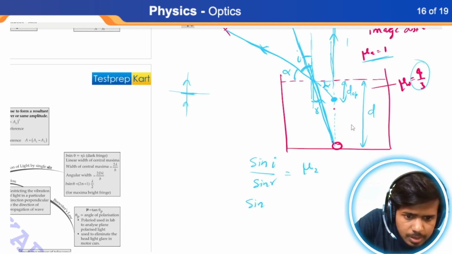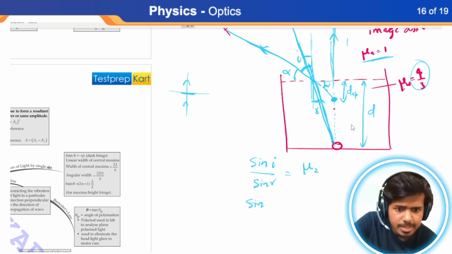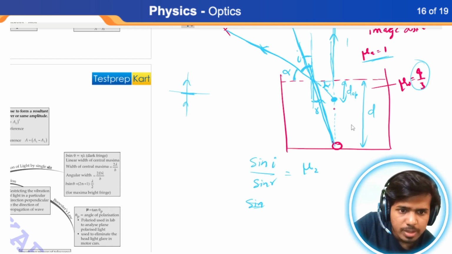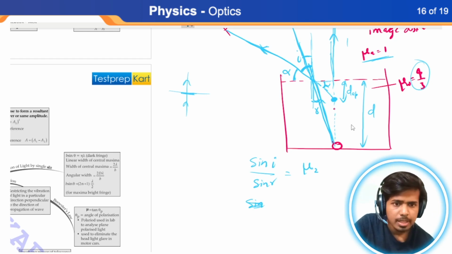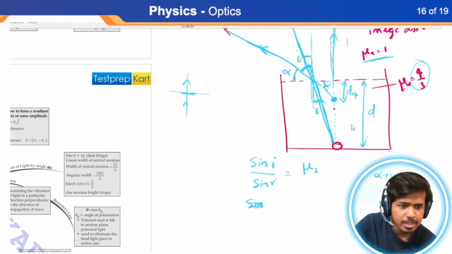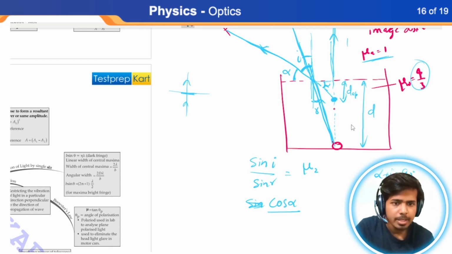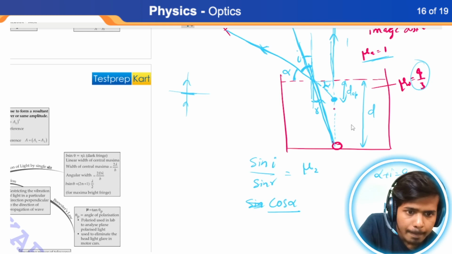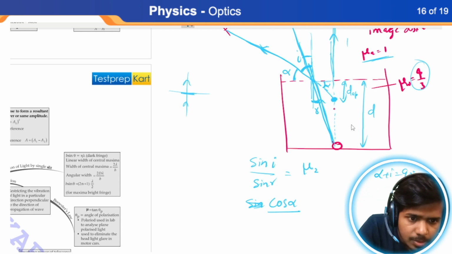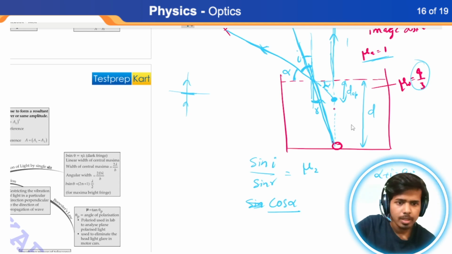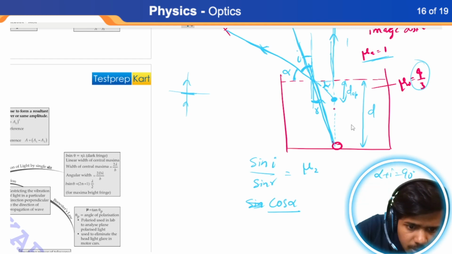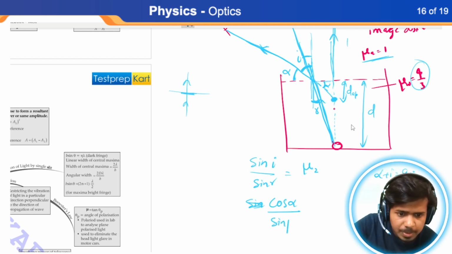Okay, so can I say sine i is exactly equal to cos alpha? Why? Because alpha plus i is equal to 90 degrees. So from here, I can quickly say that sine of i is equal to cos of alpha, divided by, what is this angle? This angle is beta. Just a second. So sine of beta is equal to mu 2.